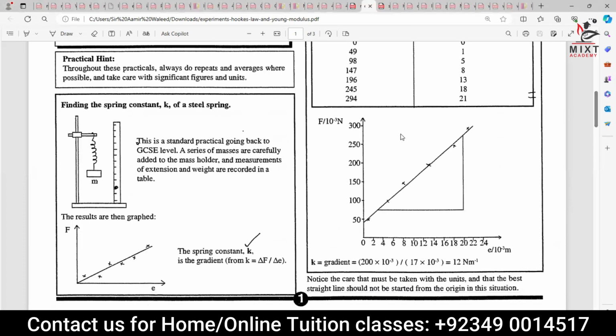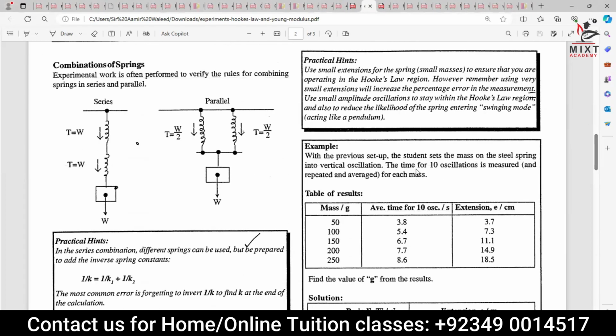Now, finding the K value will be very easy. You move the rest of the thing to the other side and it will be F upon E, and you will get the K value. Or if you draw a graph and find the gradient of this graph between F and E, you will find the K value in that. I am much more interested in that circuit because this is actually our main stuff.